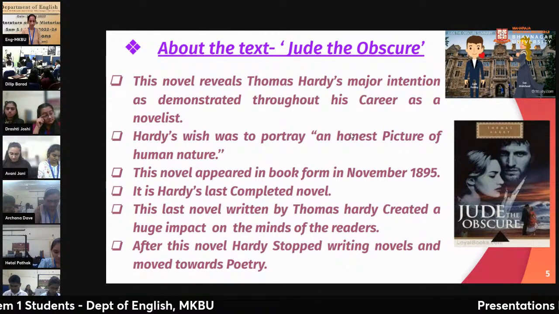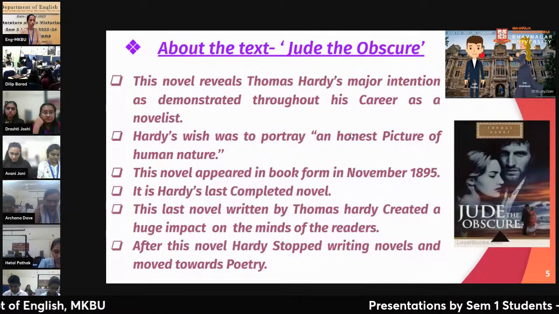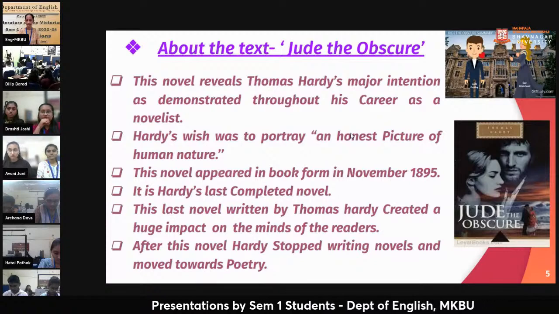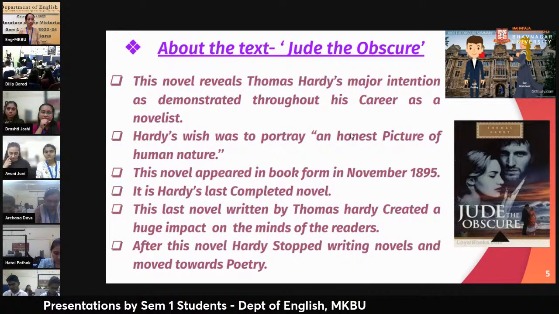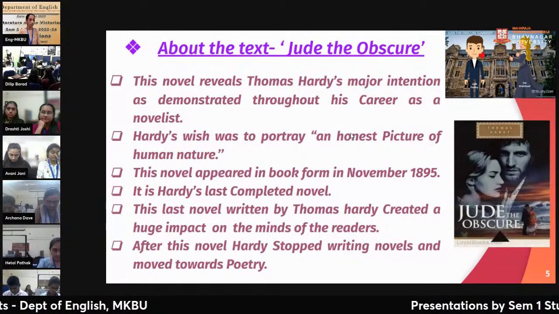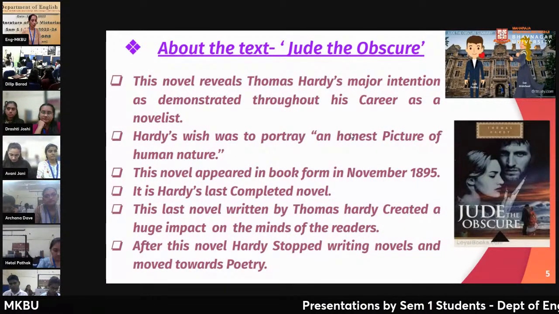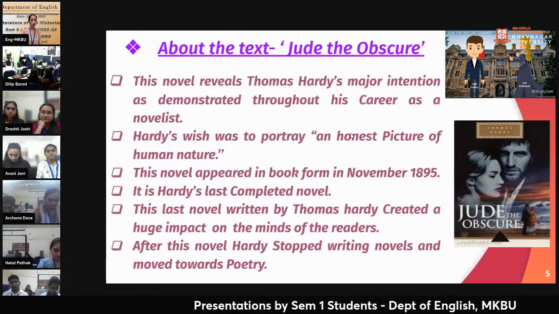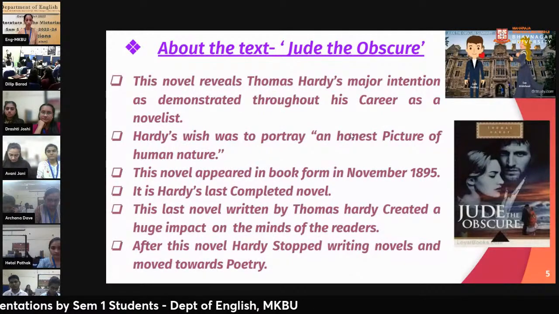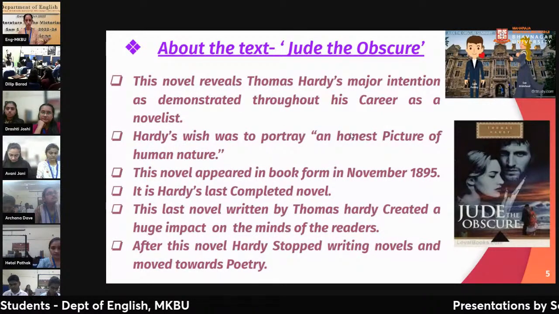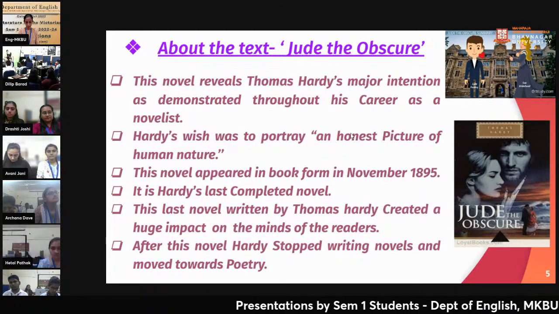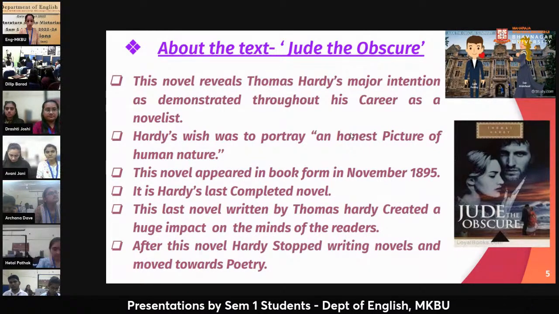So we can understand that this novel, Jude the Obscure, written by Thomas Hardy, was serialized in the year 1894 and published as a book in the year 1895. In the novel, our protagonist Jude Fawley is from the working class, working as a stone mason, and our second protagonist is Sue Bridehead, also known as Susanna Bridehead. They both are the protagonists of this novel.